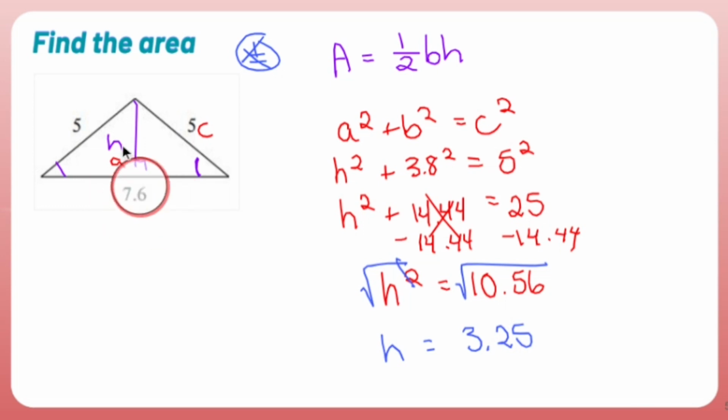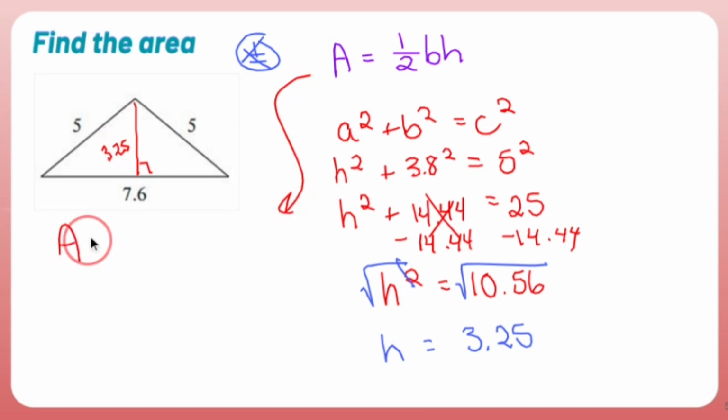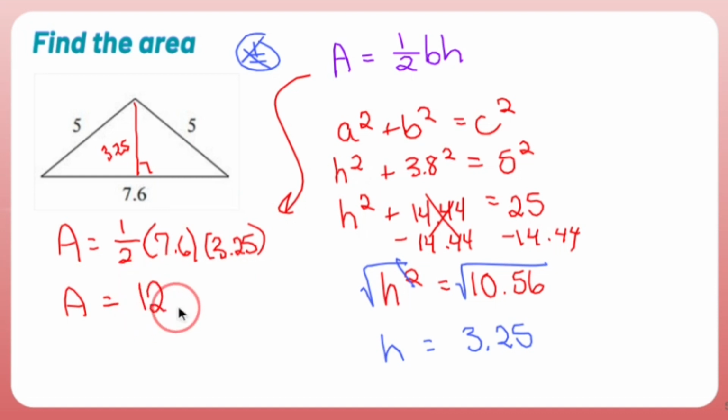So let's get rid of all this stuff. Okay, what do I know? Well, I now know my height is 3.25-ish. I have my height. I have my base. Let's plug it all into the formula. A equals 1/2 of my base, which is 7.6, times my height, which is 3.25. I have zero clue what this is off the top of my head, so I'm going to go off to the side and ask my phone again. And the old phone says 12.35.